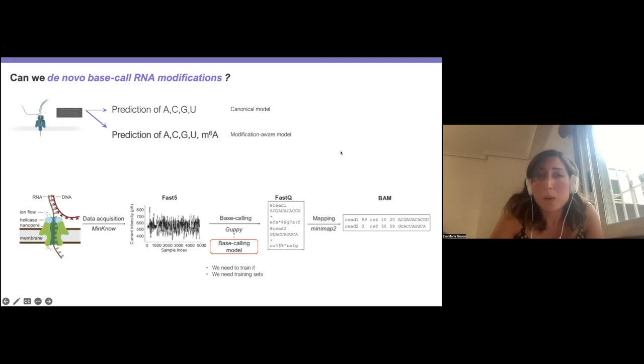So where would this model even fit here? The idea is that when you have your sequencing, here you have your Fast5 reads, and then instead of feeding a canonical model that can only predict 4 letters, you should feed a model that can predict 5 or even more letters. And then finally, you would do the same processing afterwards. You would get your reads, you can map them, and so on and so forth. So this is a bit what we have been trying to do in the lab.